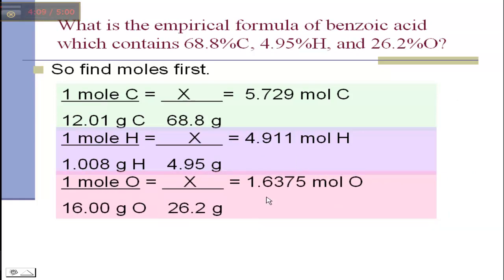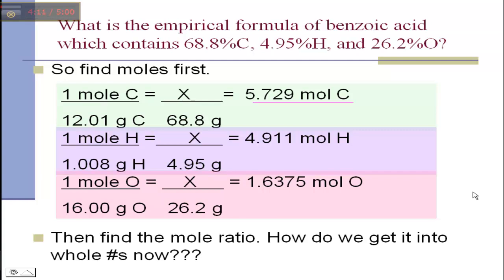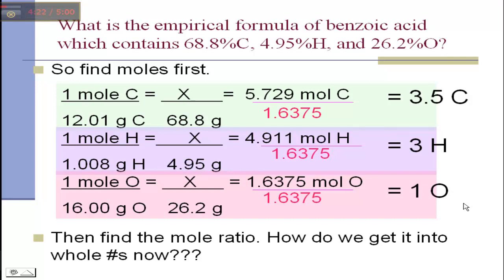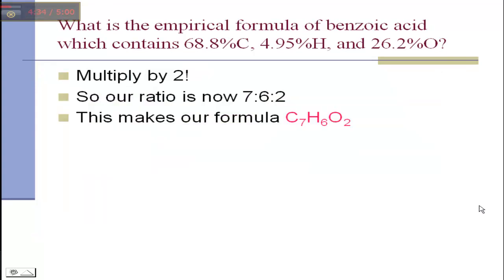So 1.6375 is the smallest. So we divide each one by 1.6375. Now when we do that, what we get is 3.5 moles of carbon, 3 moles of hydrogen, and 1 mole of oxygen. We cannot round 3.5. We have to keep this ratio 3.5 to 3 to 1. So how do we get to whole numbers at this point? We're going to multiply by 2. So now our ratio becomes 7 to 6 to 2, so our formula is C7H6O2.